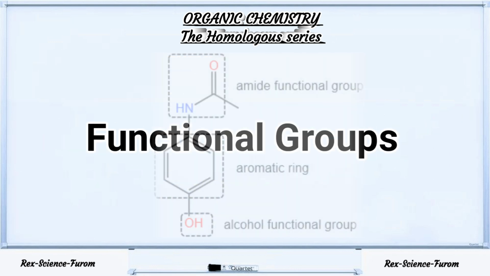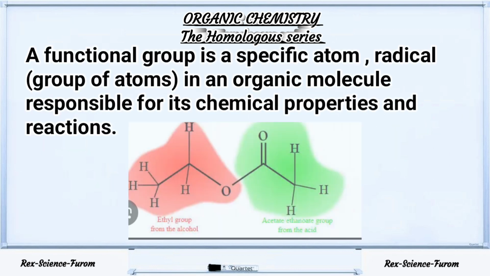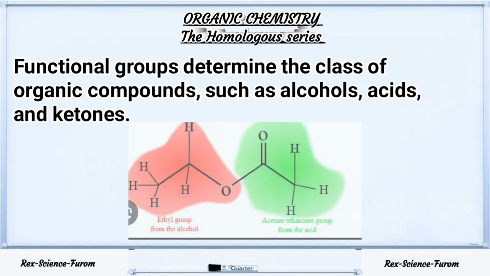Functional groups. A functional group is a specific atom, radical, group of atoms, or bond in an organic molecule responsible for its chemical properties and reactions. Functional groups determine the class of organic compounds, such as alcohols, acids, and ketones.